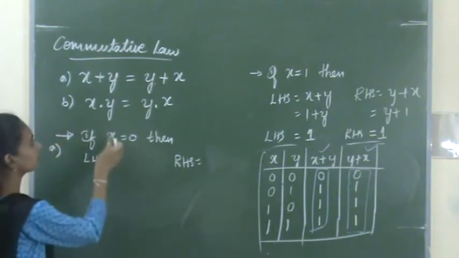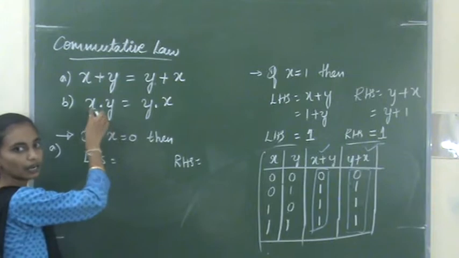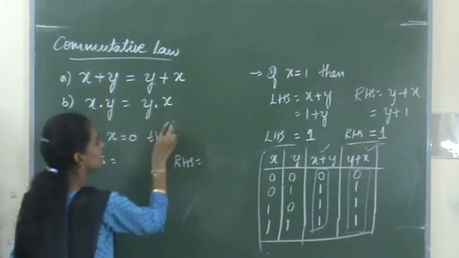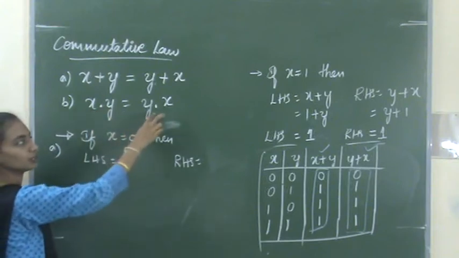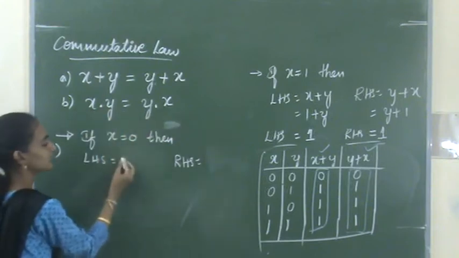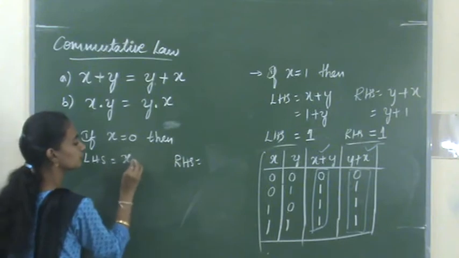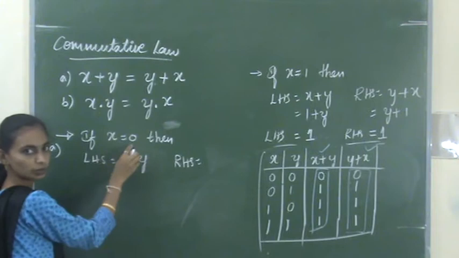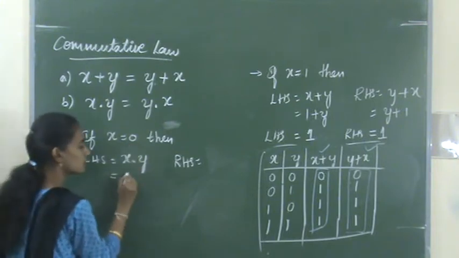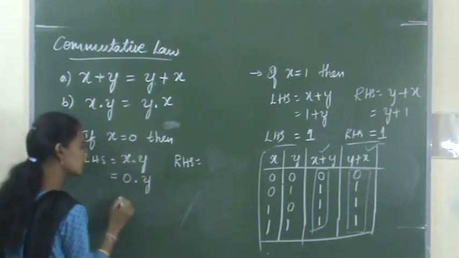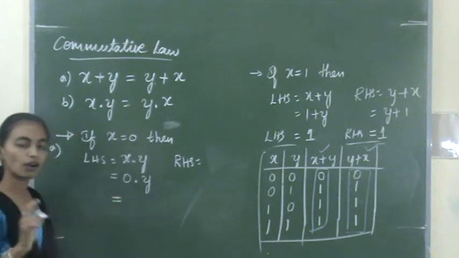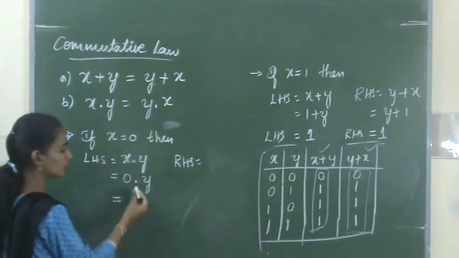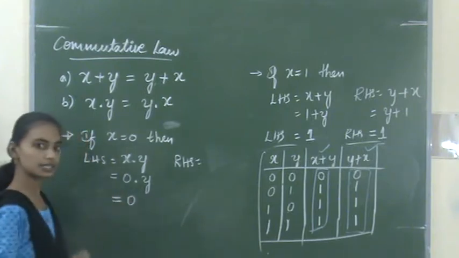Now I am taking the second theorem, that is x into y is equal to y into x. I am taking LHS, that is x into y. What is the x value here? Suppose we are assuming x is equal to 0. So 0 into y. According to the property of 0, 0 into anything is 0, right? So we will get the result as 0 only.